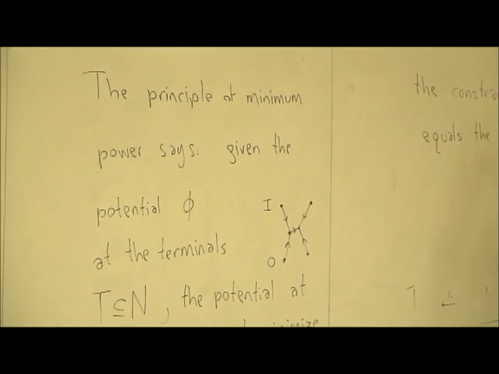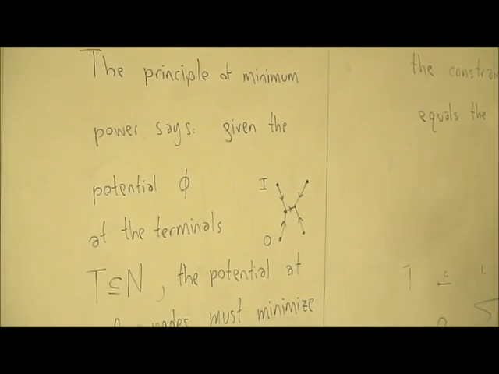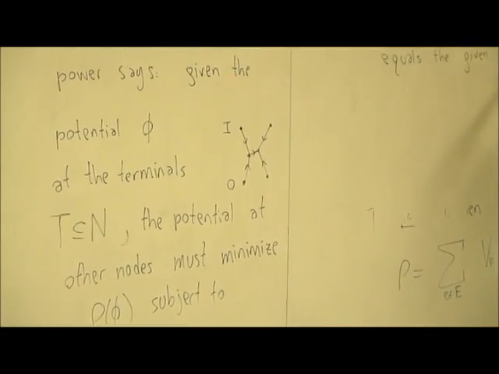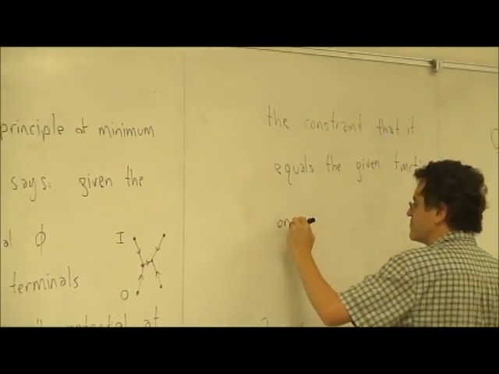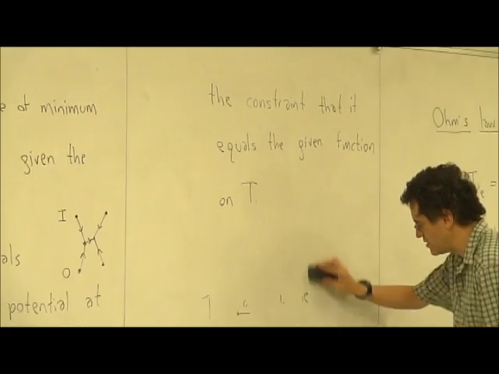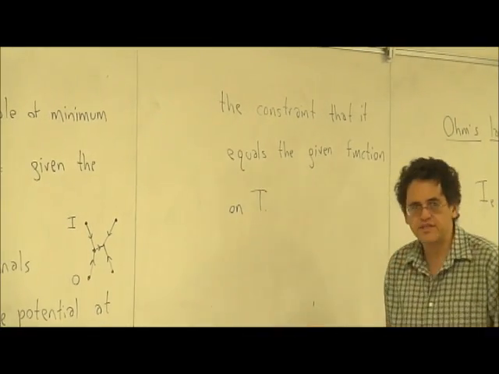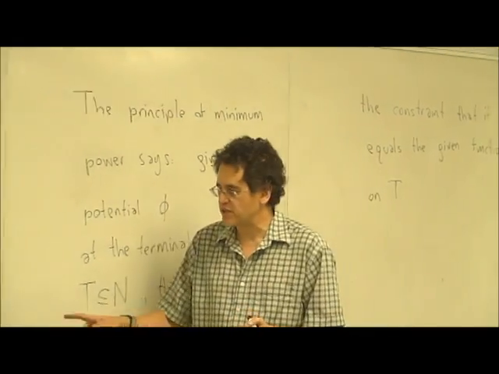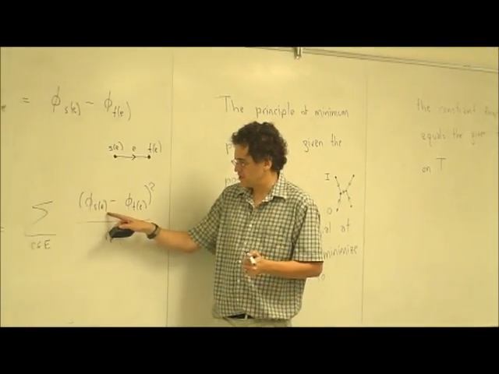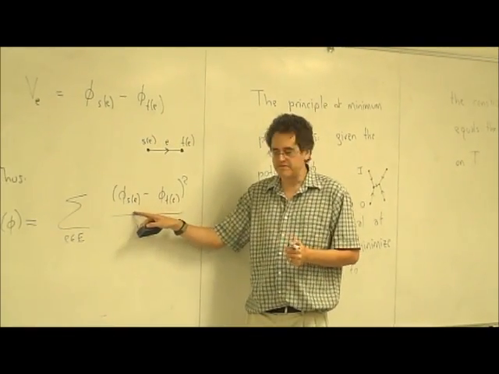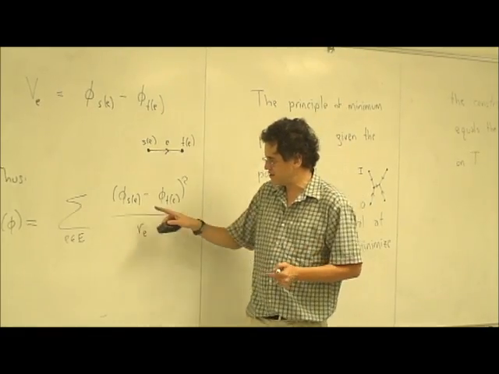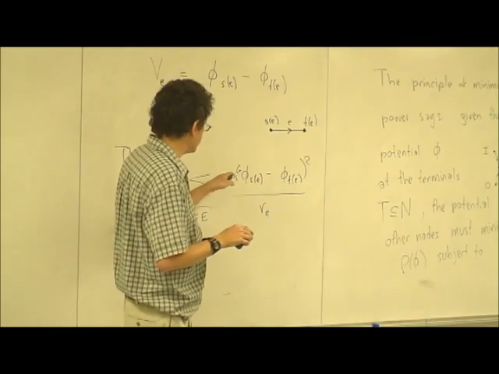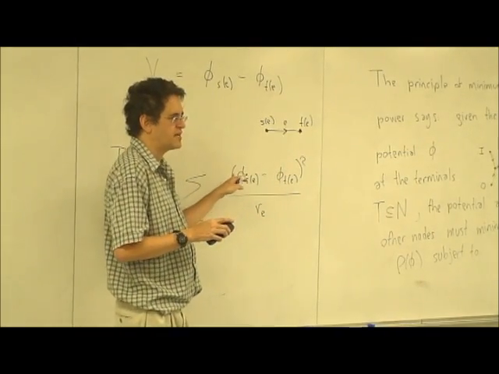Equals the given, equals what we made it equal, equals the given function on T. So you can see that this minimum principle has something interesting to it, because the fact that you're minimizing a sum of squares of differences like this means that each particular edge would be happiest, so to speak, if this quantity was as small as possible.